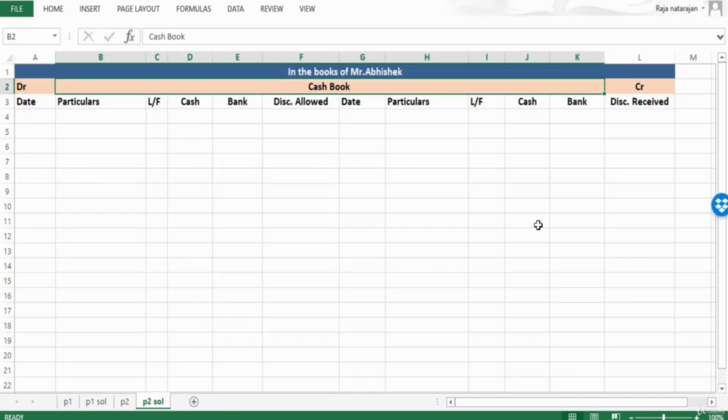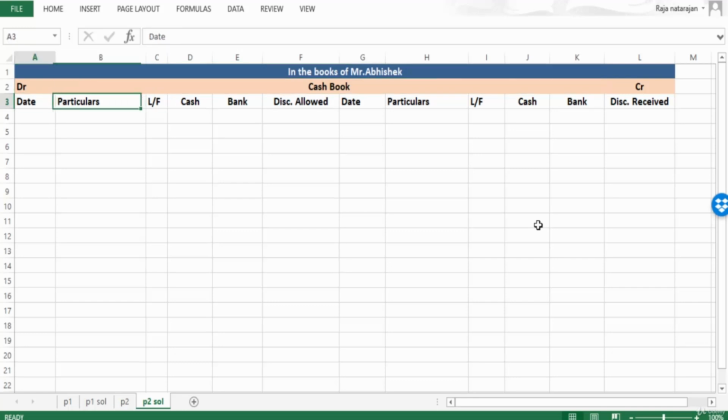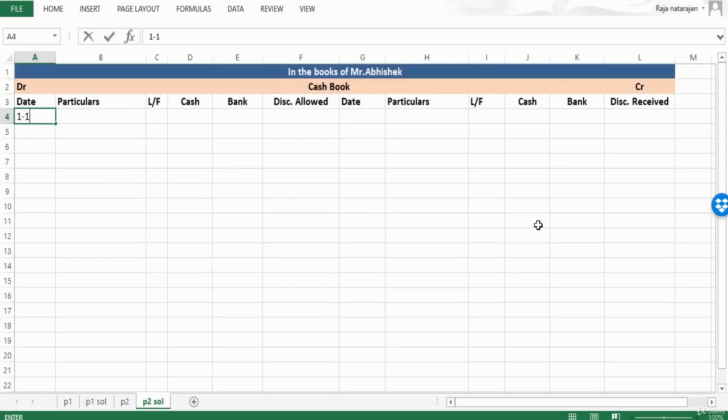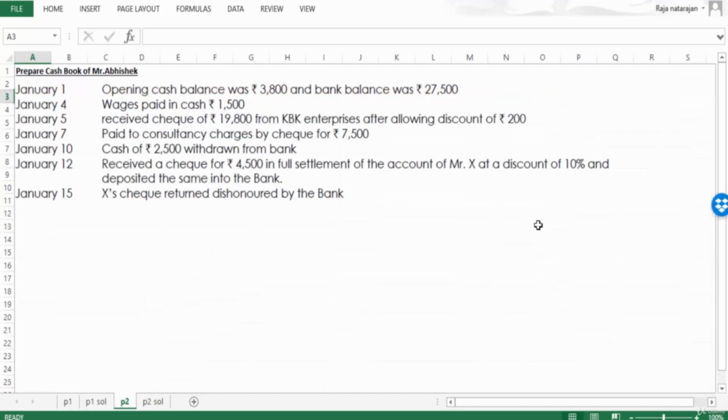If you notice on the debit side, basically we are going to capture receipts, but we'll also have columns for cash, bank, discount allowed, and on the credit side we'll be capturing the payments. We'll also capture discount received. Okay, on 1st Jan, opening balance is available. So on 1/1 we'll say to balance brought down, cash is 3800, bank is 27500.